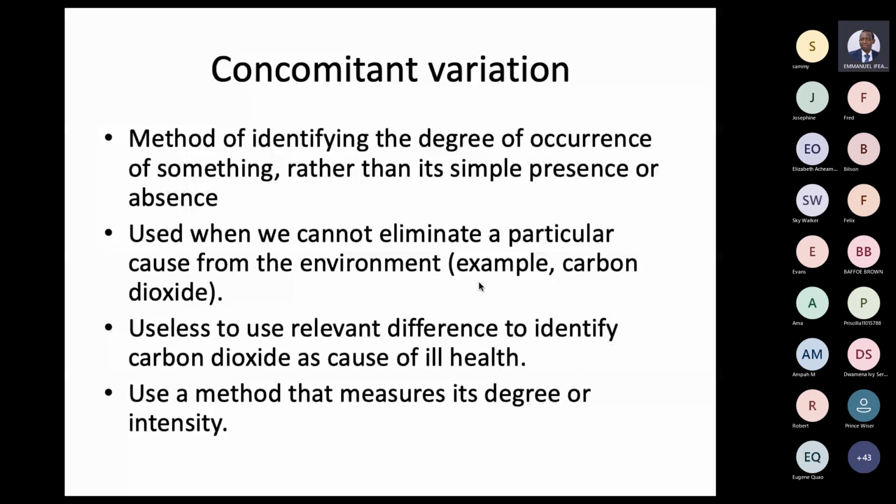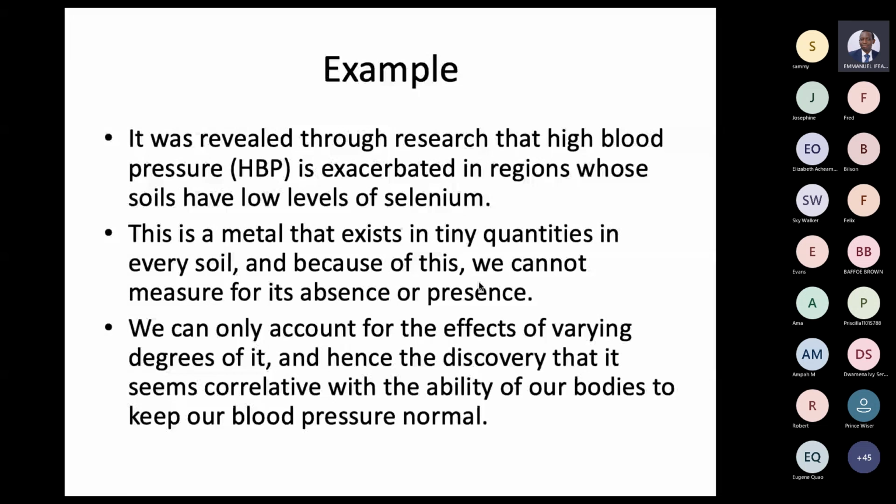For example, it was revealed through research that high blood pressure is exacerbated in regions whose soils have low levels of selenium. So high blood pressure is more common in those places where there is a low level of selenium in the soil. This is a metal that exists in tiny quantities in every soil, and because of this, we cannot measure for its absence or presence. So selenium is present in every soil.